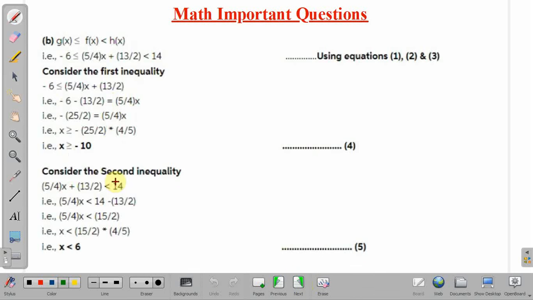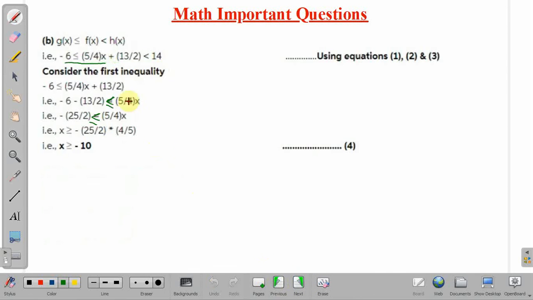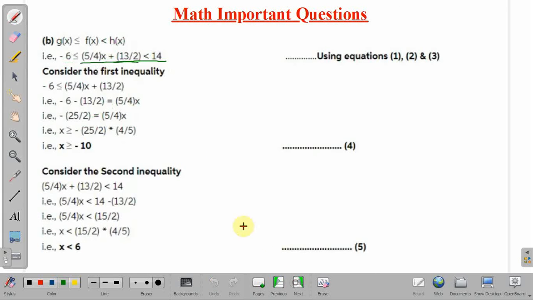Now considering the second inequality, in the first one we have written this one, and this is the second inequality. So 5/4 times x plus 13/2 is less than 14. It can be written as 5/4 x is less than 14, and from the LHS we have brought 13/2 to the RHS, so it will be 14 minus 13/2. So x will be less than 15/2 times 4/5, that is, x will be less than 6.